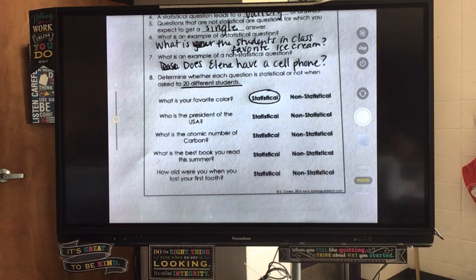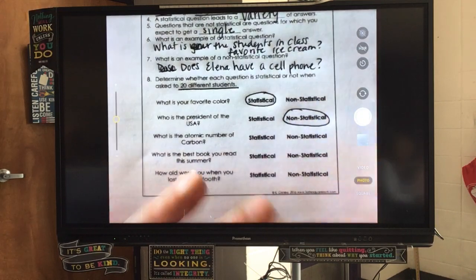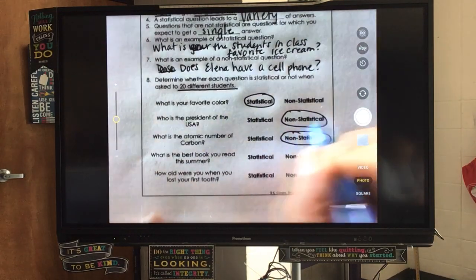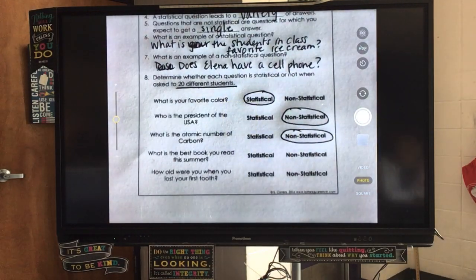Who is the president of the USA? Why are we not standing up? Andrew, it says there's only one president every single 4 years, so it would be one answer. Yep, so it's only going to be one answer. What is the atomic number of carbon? Rio, there's not going to be a variety of answers, there's just going to be one answer, because that's never going to change.